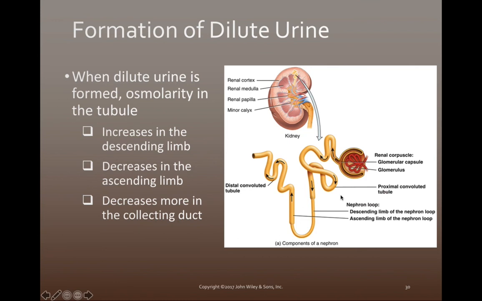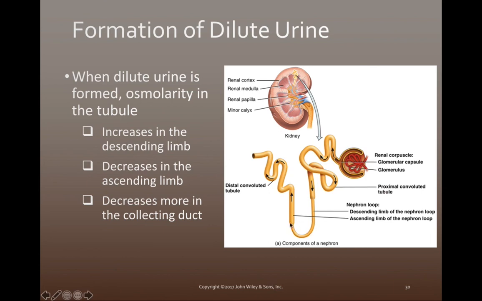So one thing that we need to remember is that when we get here to the descending limb of the loop of Henle, only water reabsorption is going to take place. So what that means is that as the filtrate moves down the descending limb of the loop of Henle, water is being reabsorbed, and therefore the fluid on the inside of this tubule is getting more concentrated as it makes its way to the hairpin turn of the loop of Henle. This is why we state that osmolarity in the tubule is actually going to increase in the descending limb. Basically, we're saying that concentration is increasing as we go down this descending limb of the loop of Henle.